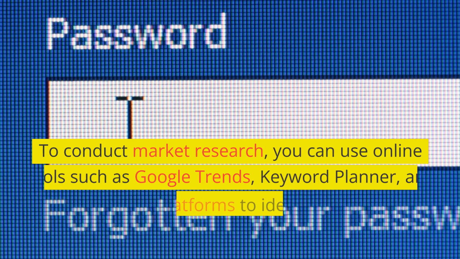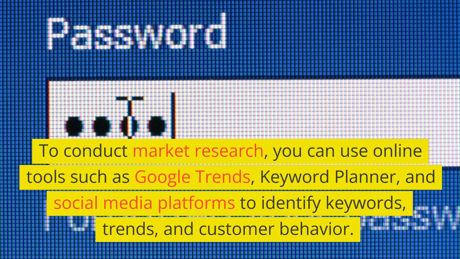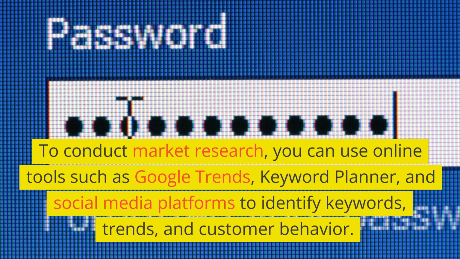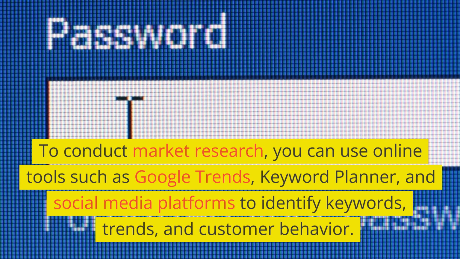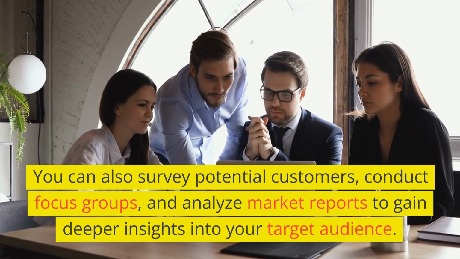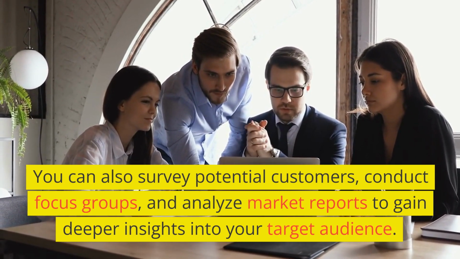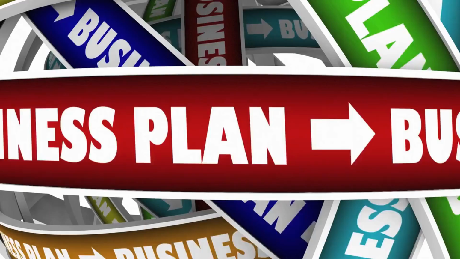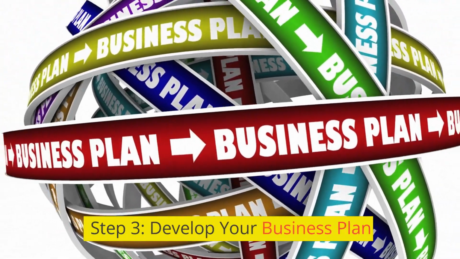To conduct market research, you can use online tools such as Google Trends, Keyword Planner, and social media platforms to identify keywords, trends, and customer behavior. You can also survey potential customers, conduct focus groups, and analyze market reports to gain deeper insights into your target audience. Step 3. Develop your business plan.